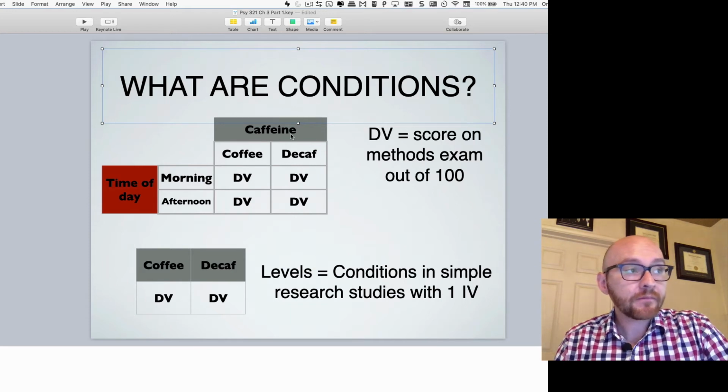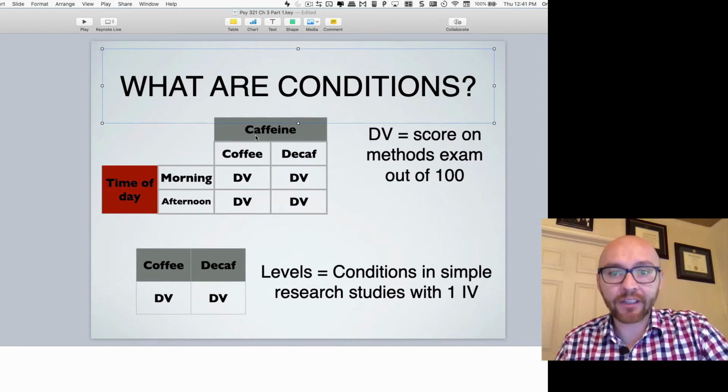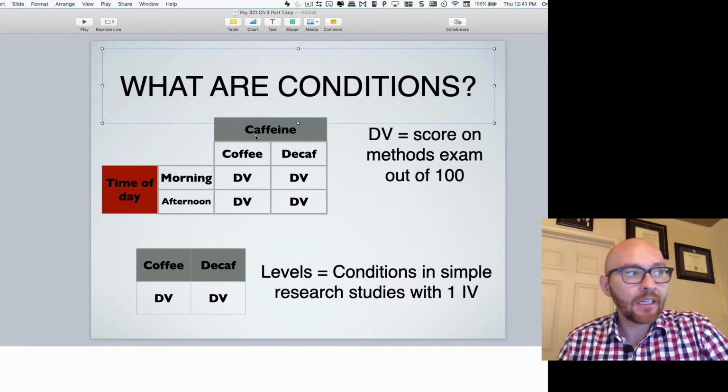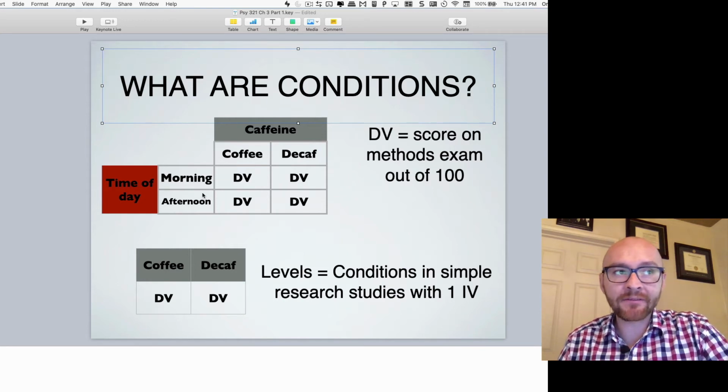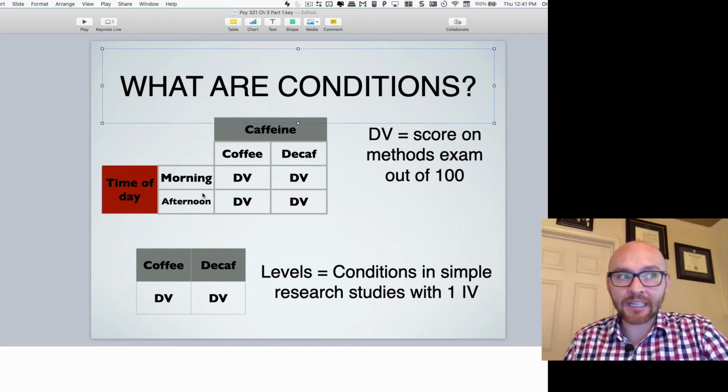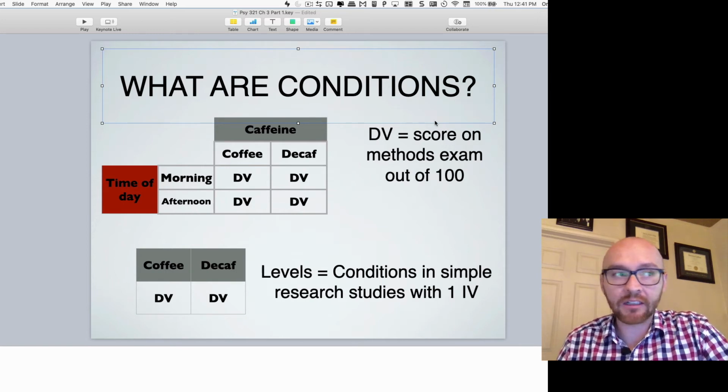Okay, so here you have 2 IVs, time of day and caffeine, right? And time of day has 2 levels, morning and afternoon. So let's say I was interested in seeing how the time of day my students take an exam impacts their score. So my DV is their score on an exam.